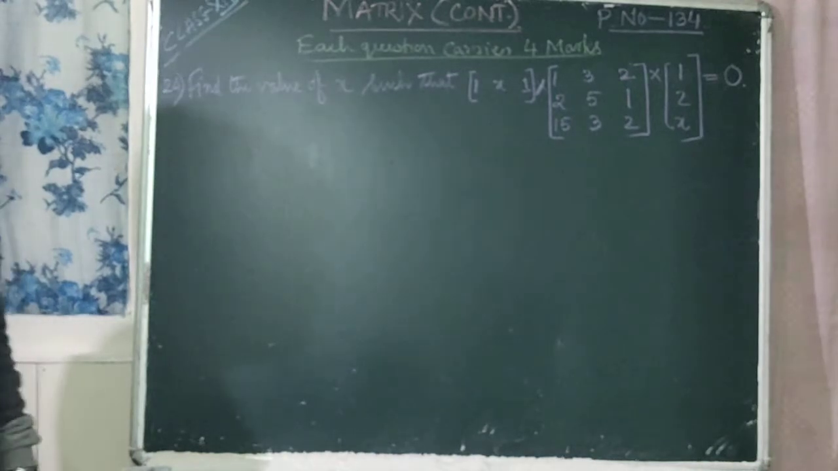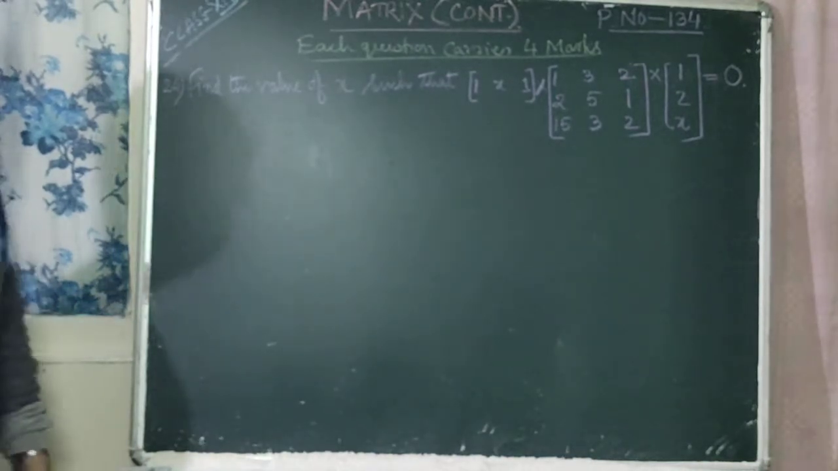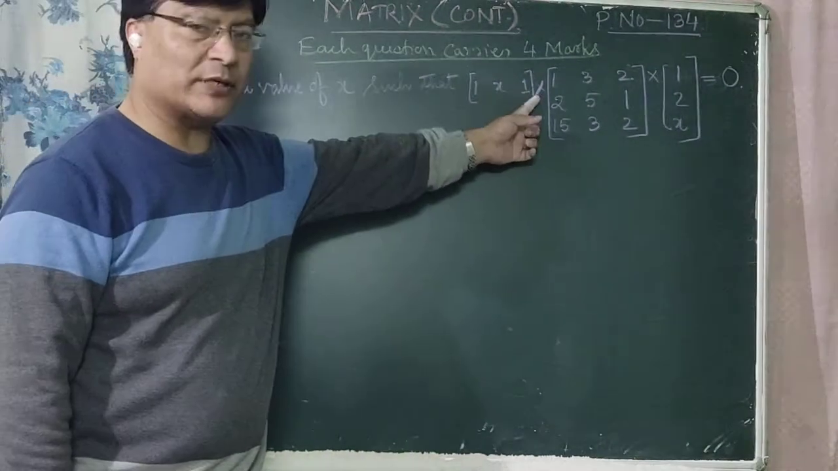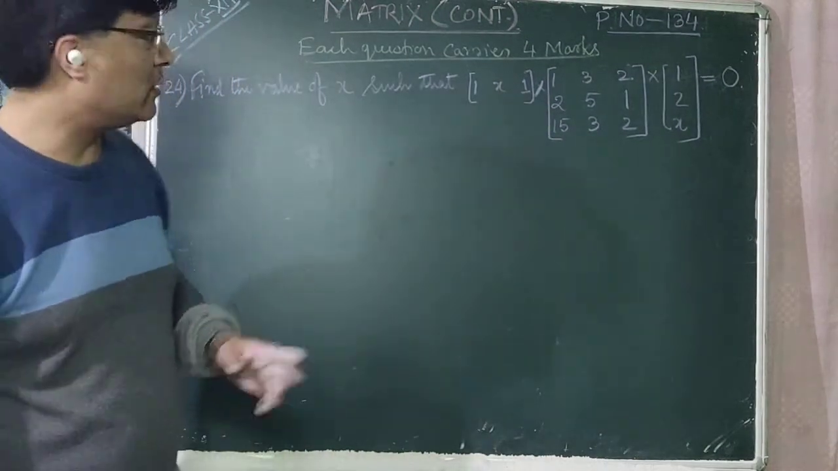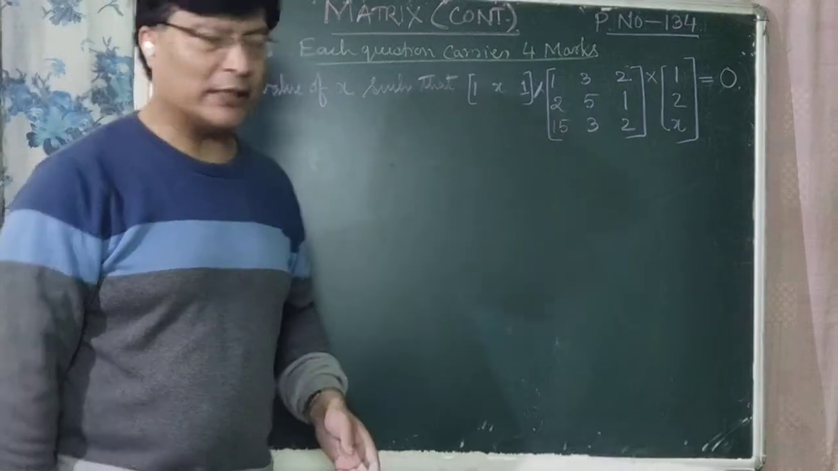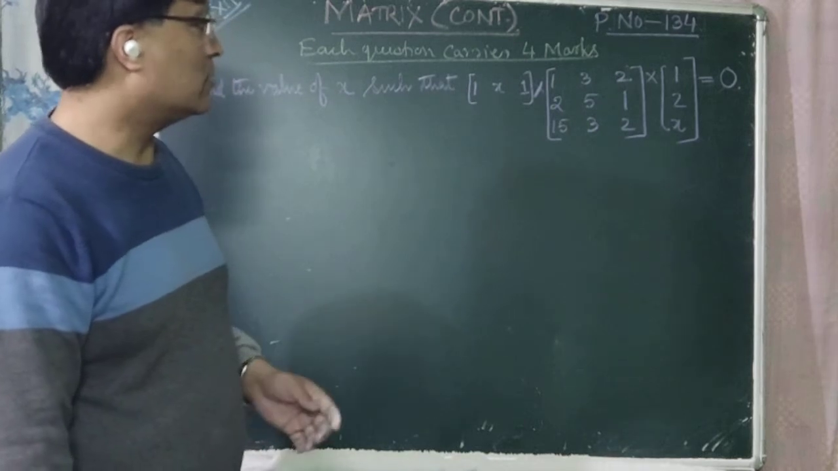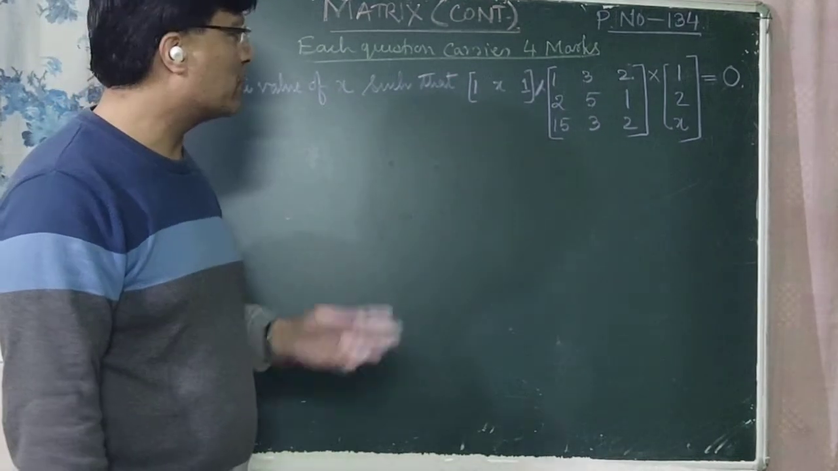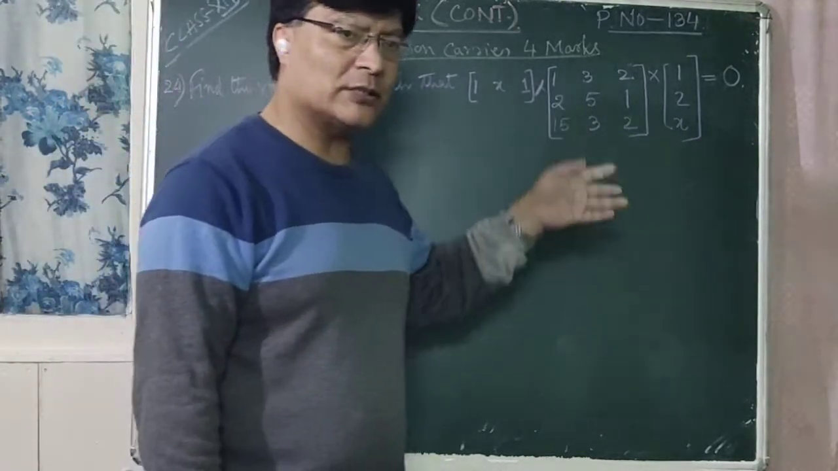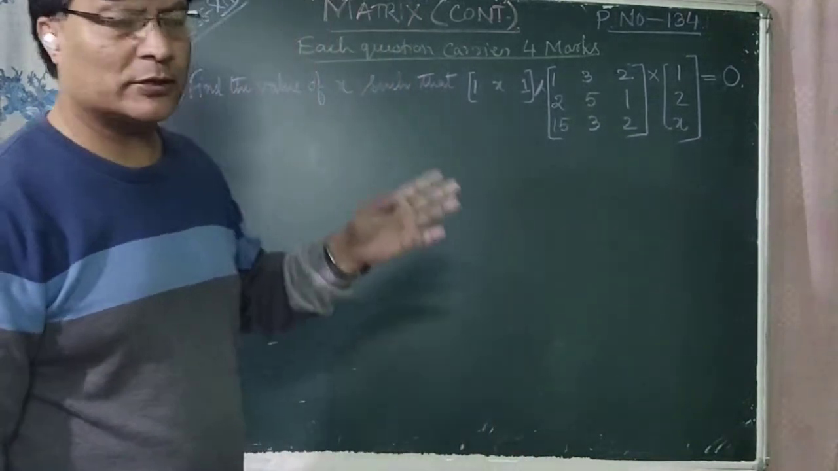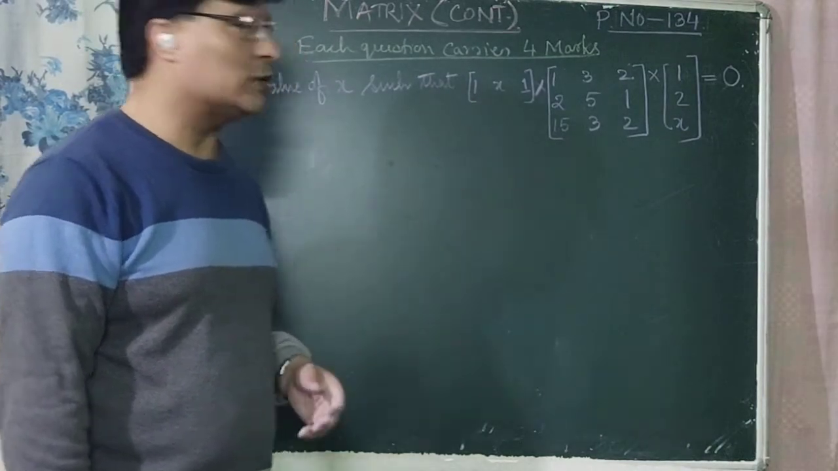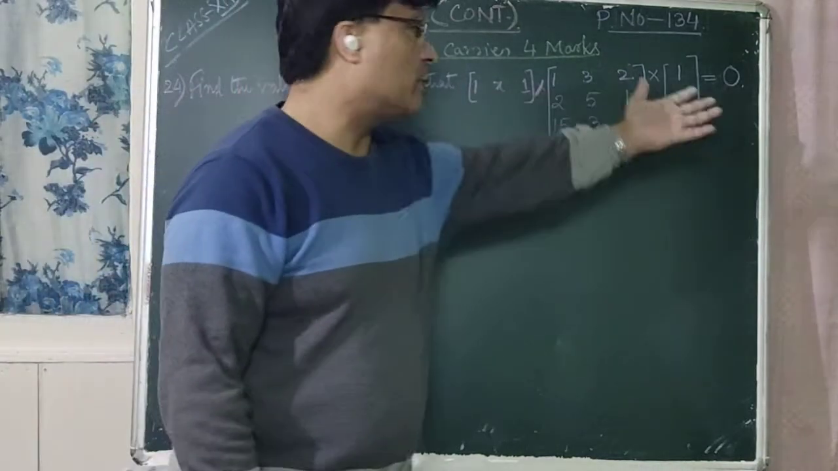Now we will do the next question, that is question number 24. Find the value of x such that this is your row matrix. Only one row is there, so this is the row matrix 1x3, and this is the third order matrix. That is, in the first row 1 3 2, second row 2 5 1, and third row 15 3 2. Into this is the column matrix, because only one column is there. So it is 1, 2, x, which is equal to 0. So this is the given part.